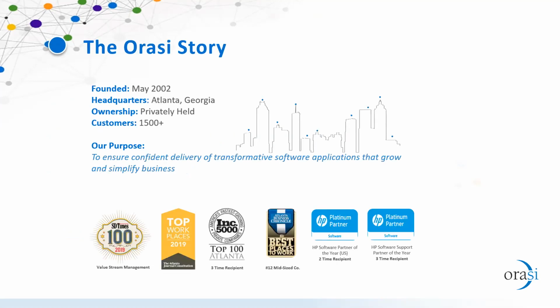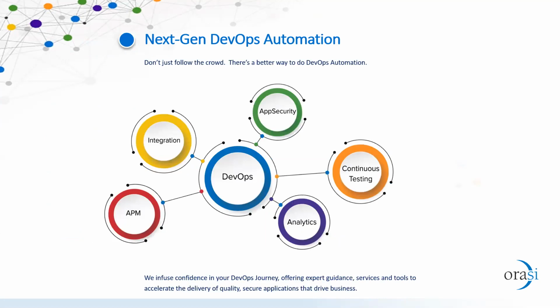So as a quick overview of Orasi, for those that are not familiar with us, we are headquartered here in Atlanta, Georgia, but we've got a nationwide presence. And we've been in business for over 17 years, and we really started and cut our teeth on the QA and performance testing side of the world. And as our business developed and as we saw our customers continue to adopt a DevOps model, we continued to enhance our offering as well.